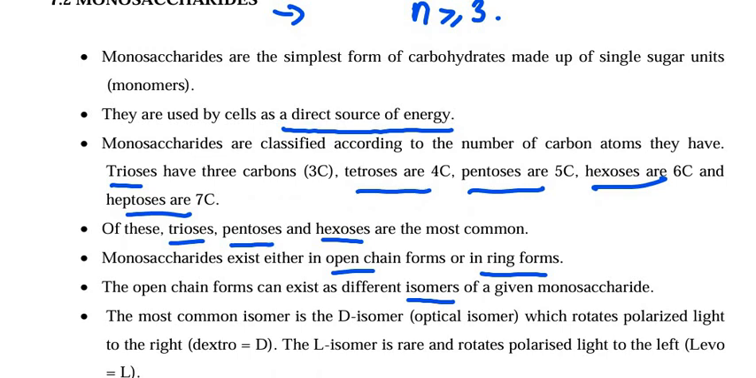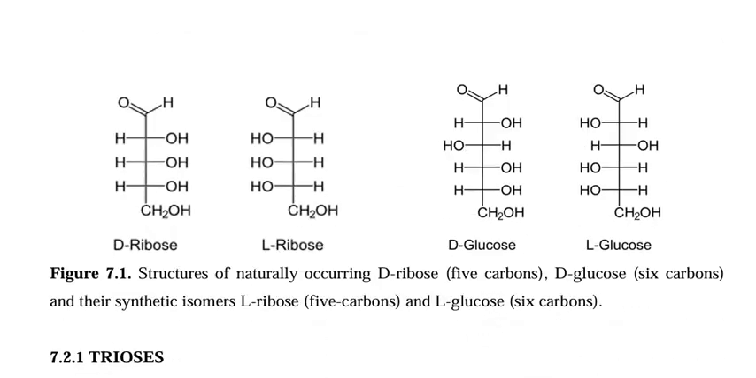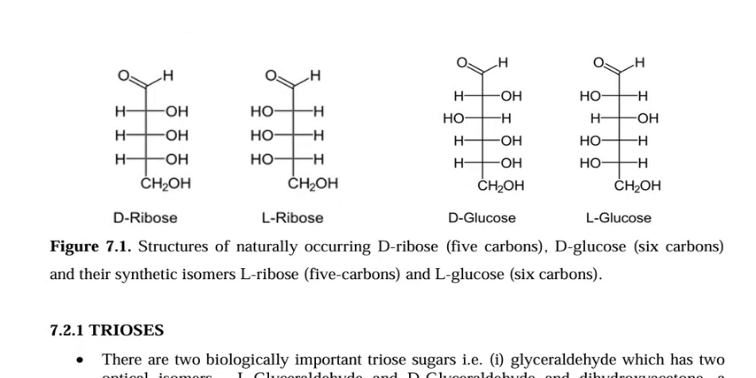And we're saying the most common isomer is the D isomer, or the optical isomer, which rotates whenever exposed to what? Polarized light. So the D isomer just means dextro. The L isomer is rare and rotates polarized light to the left. This is the L, just representing the initial for levo. So maybe to show you what we are discussing, this is what we are saying here.